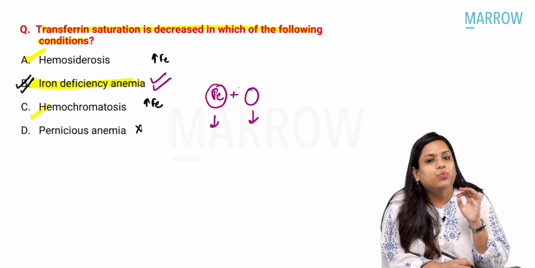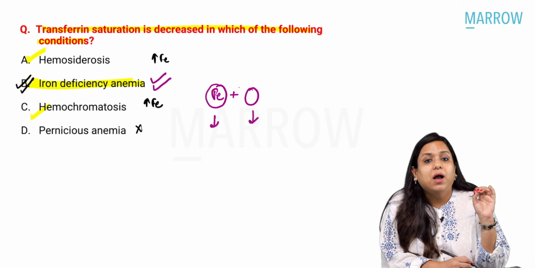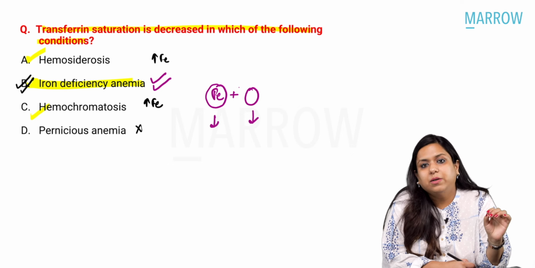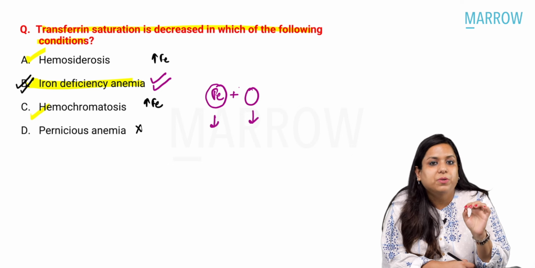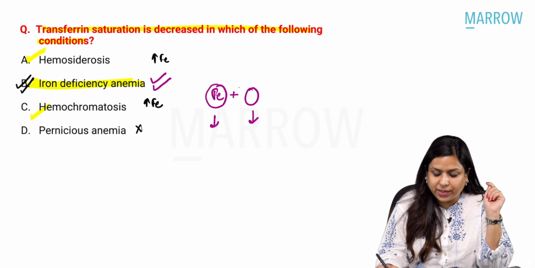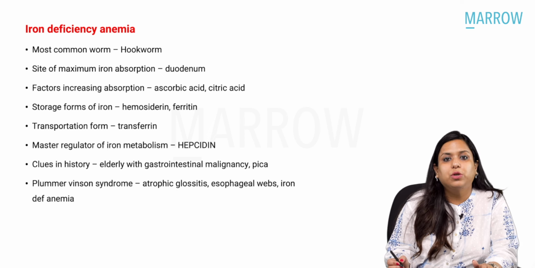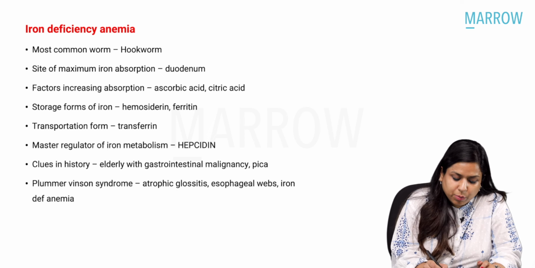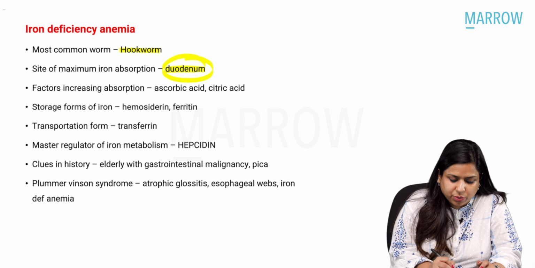Every year, students, whichever exam you are appearing for, iron deficiency anemia and iron metabolism is one of the favorite topics for the examiner. So let us quickly revise it. What are the other things which we need to know for iron deficiency anemia? Most common worm, hookworm. Site of maximum iron absorption is duodenum.